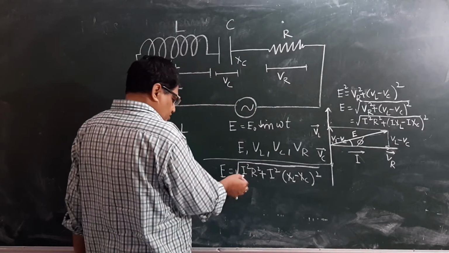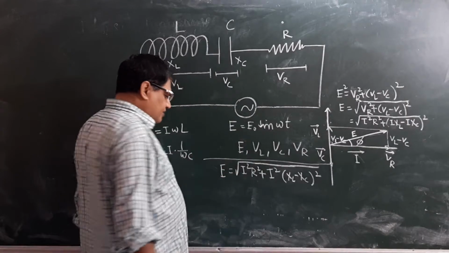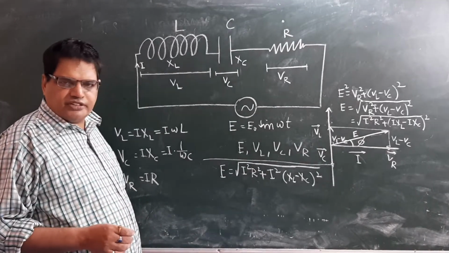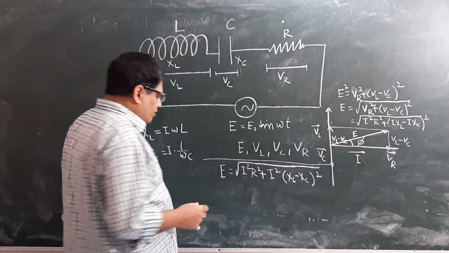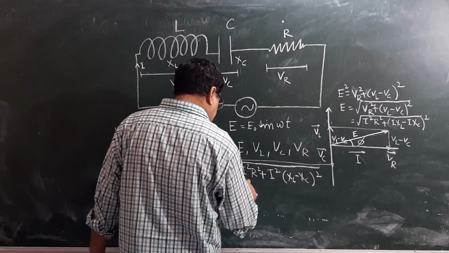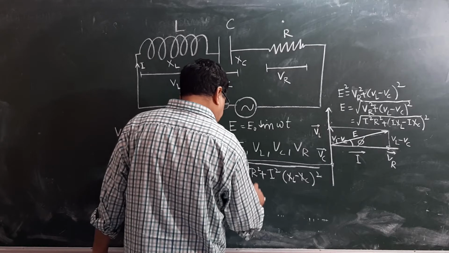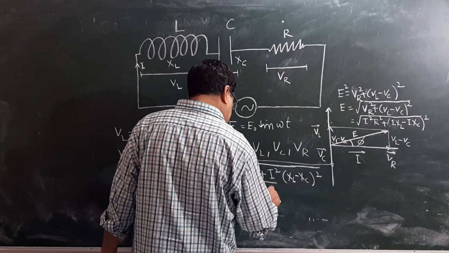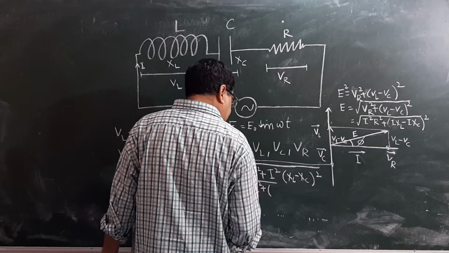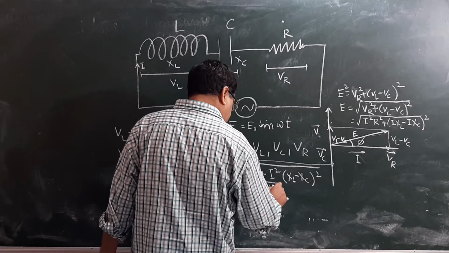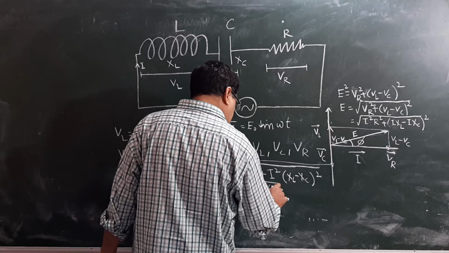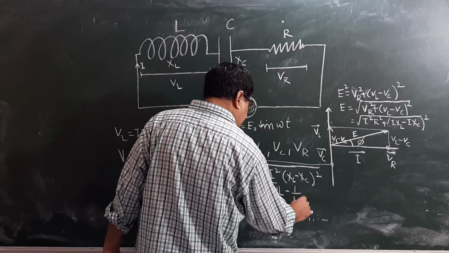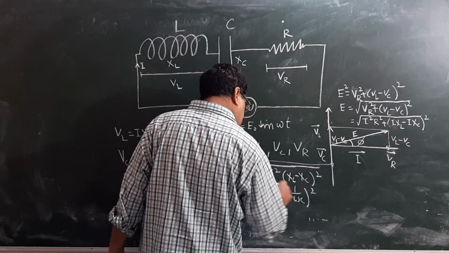So here I square and here also I square. So it can be taken to be common, and if we take it out of the square root sign, then we can write this as I multiplied by square root of R square plus (XL minus XC) whole square, where XL can be written as omega L and XC can be written as 1 by omega C.